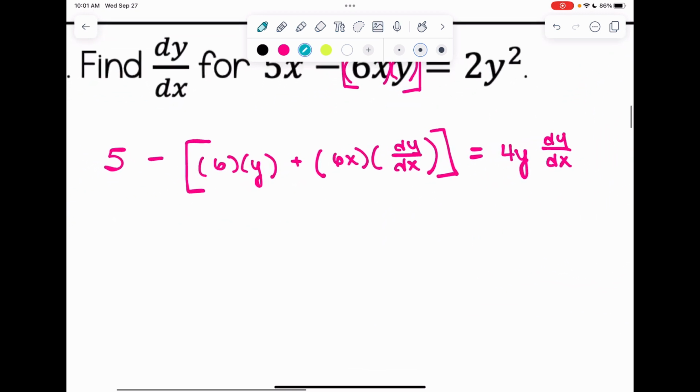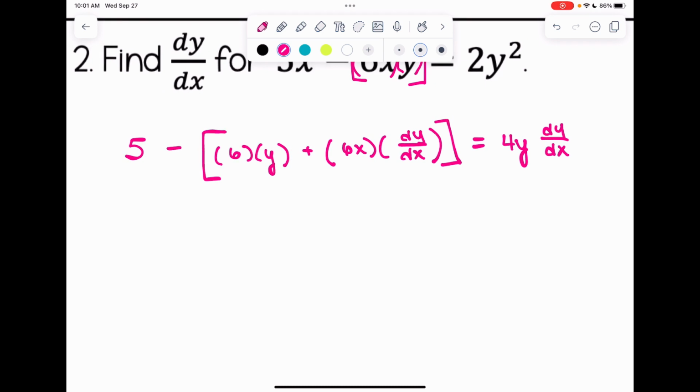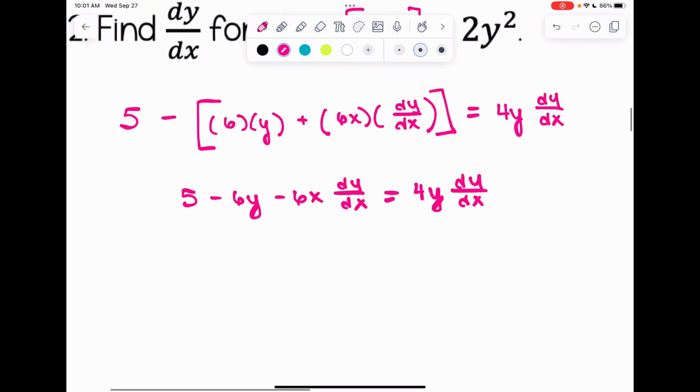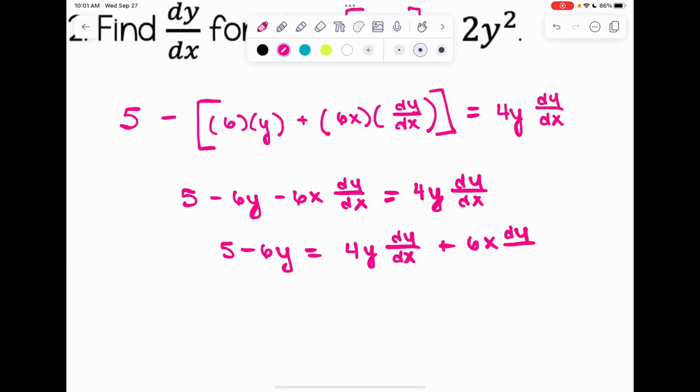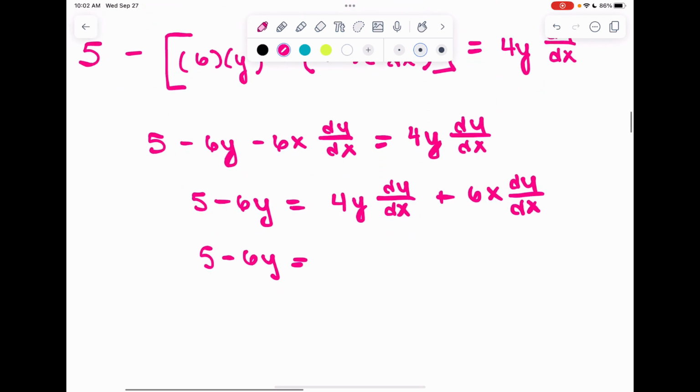All right, back to the problem that we're actually working on here. I'm going to simplify this by distributing the negative, getting rid of some of these parentheses too. And remember, our goal is to solve for dy/dx. So I'm going to get the two terms with dy/dx on the same side of the equal sign. That means I'm going to be adding that 6x dy/dx to the other side. Over on the right, I have 2 dy/dx's. I need to get that to be 1, so I'm going to factor out dy/dx.